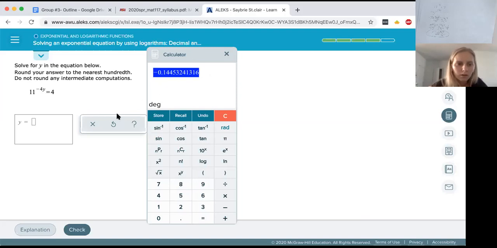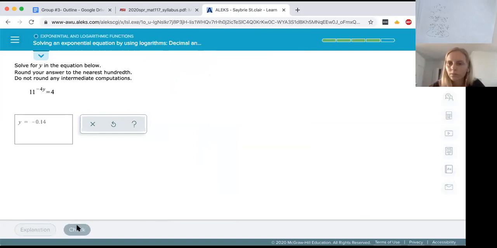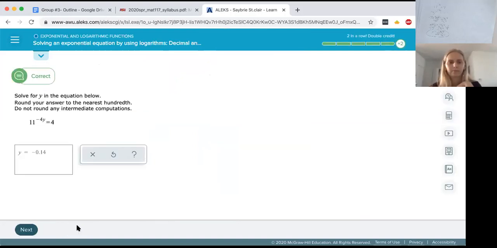Try that. So it's round to the nearest hundredth. So it's negative 0.14. There you go. Hopefully. If not, we'll do a little minor change.